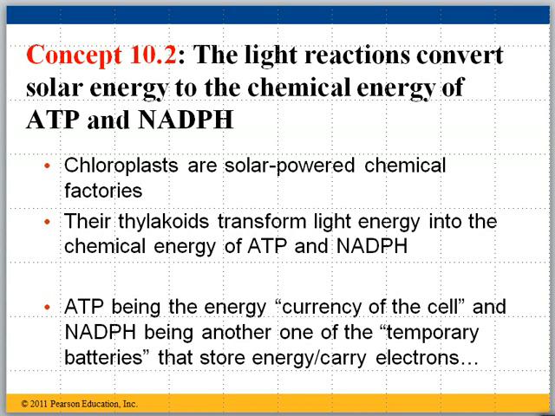So concept 10.2 says the light reactions, which is the first part, convert solar energy to the chemical energy of ATP and NADPH. So we're going to use sunlight and water, and when we're done with this first portion, the light reactions, we will have ATP and we will have some NADPH. And those energy-laden molecules will then be used in the second portion called the Calvin cycle.